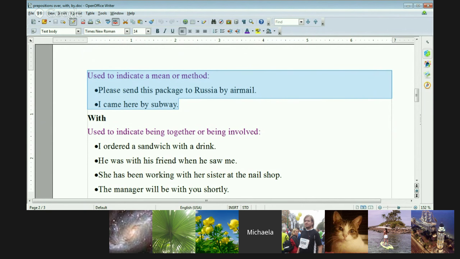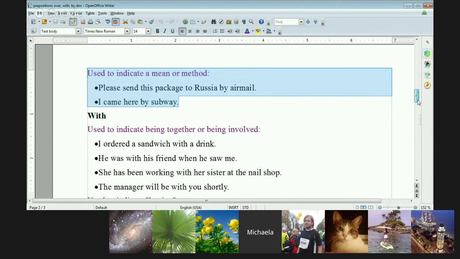Okay. I see one more sentence in the chat box from the last section, and I really like this one. He bent over the table and passed me the salt. Excellent. That's a perfect sentence to show movement downward. I really like that one. Thanks, Natalia. Okay. So now we're going to make some sentences with by.